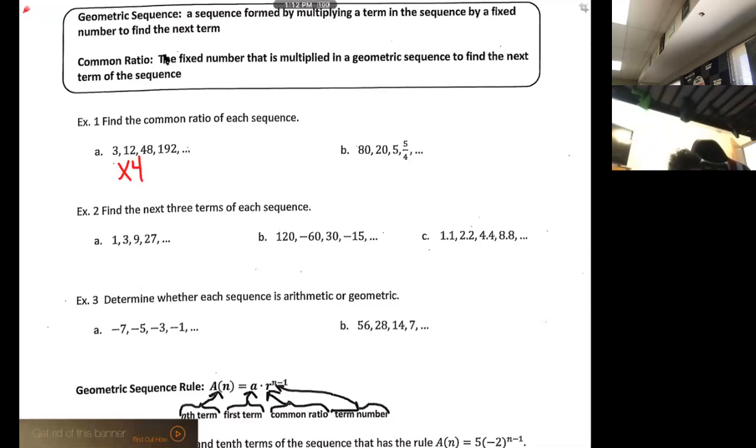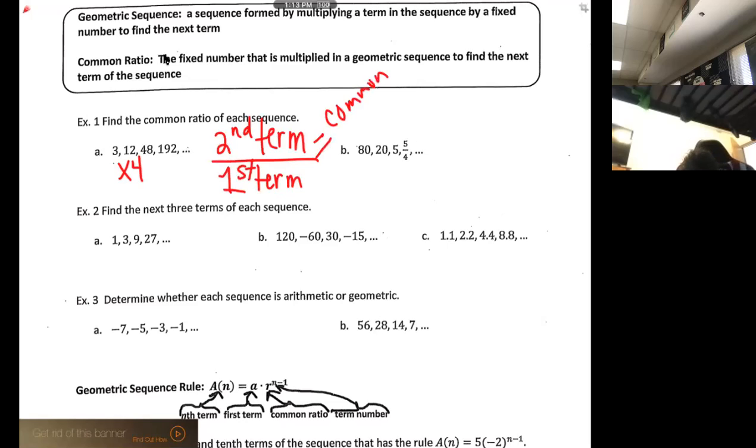Okay, so I'm going to give you another way to find this common ratio if it's not obvious, like this one. If you take the second term, you may want to write this down. Take the second term and divide it by the first term. That will give you that common ratio. That's kind of the formula I use, like when it's decimals. Yeah, that's exactly what you do.